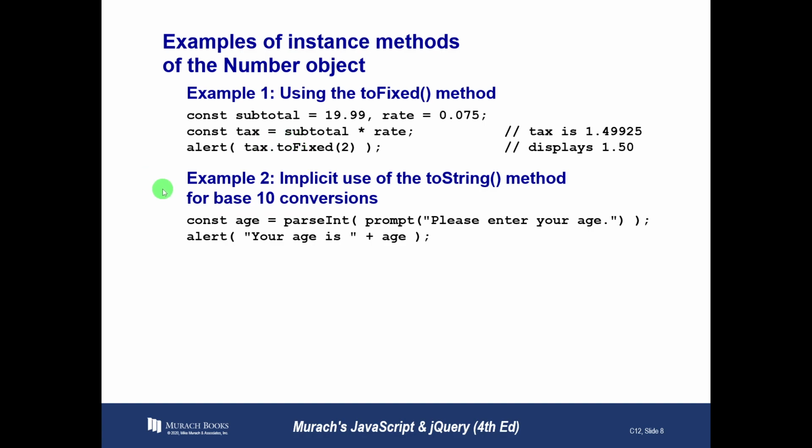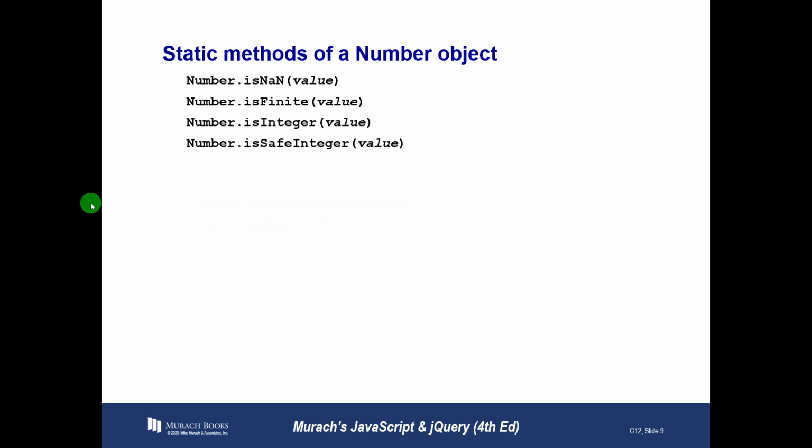Implicit use of the toString method. We don't always have to actually write tax.toString if we want to use it, or in this case age.toString. Anytime we're doing concatenation, "your age is", and then we put plus as a concatenation sign, and we put age out here, it's automatically going to take age, which is a number, and run its toString. That's why it's called implicit, because we're not explicitly saying age.toString here. When we just say age, it automatically runs the toString method, which is built into that number object.